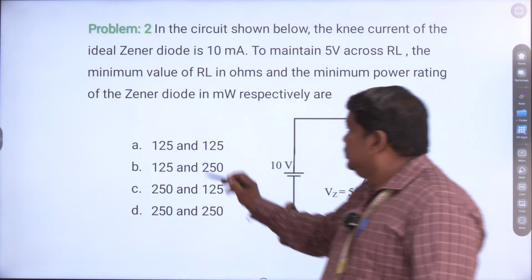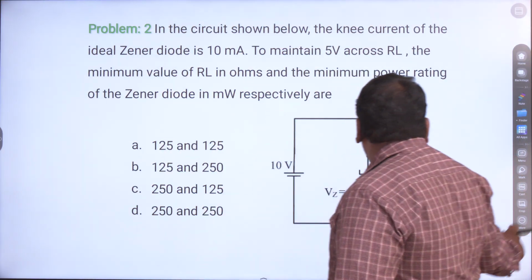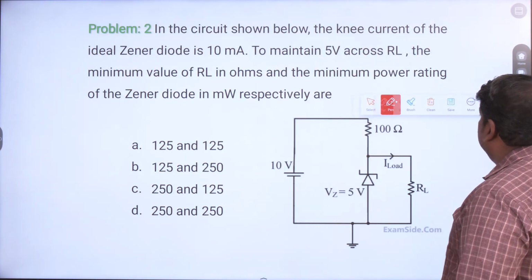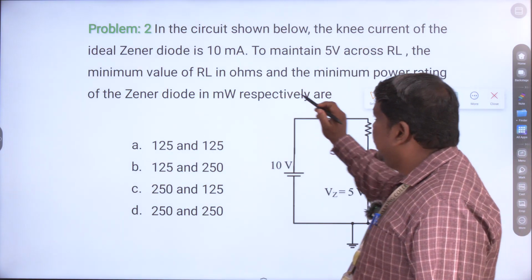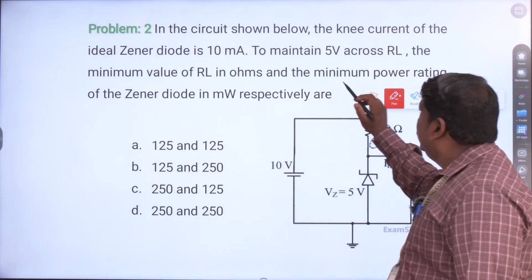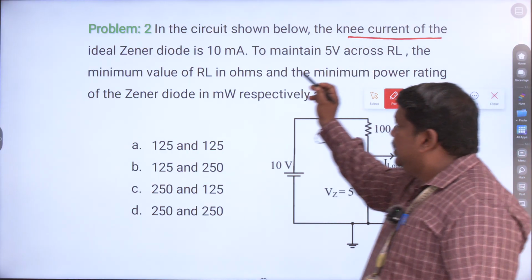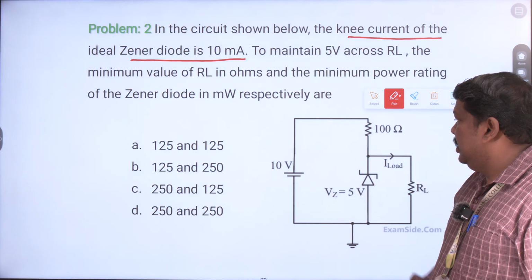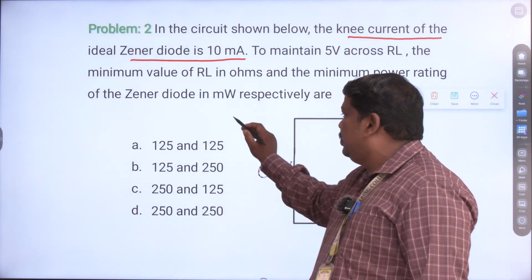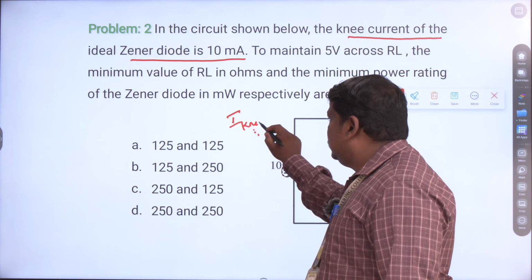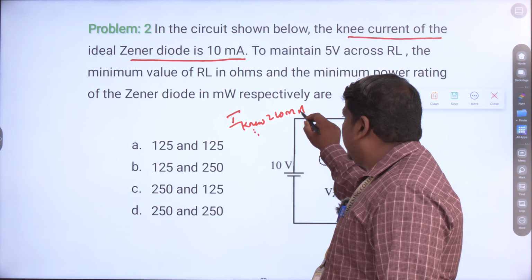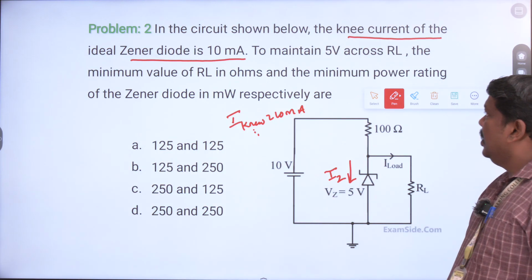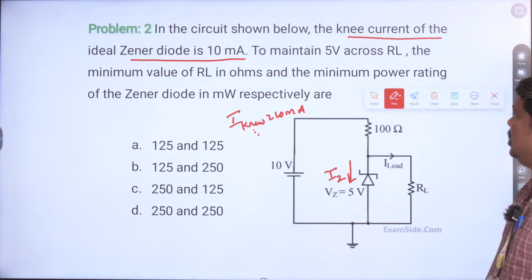And the second problem, this is problem number 2. It was also asked in your previous year 2023 GATE questions, diodes and its applications. It asks: in this circuit shown below, the knee current of the Zener diode is given as 10 milliamps. So the knee current value of your Zener diode is given as 10 milliamps. The current IZ flows through the Zener diode, to maintain 5 volts across RL.